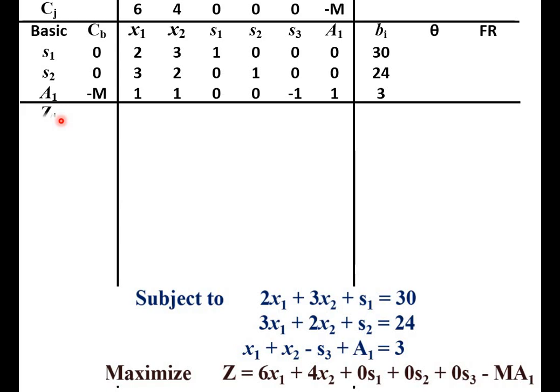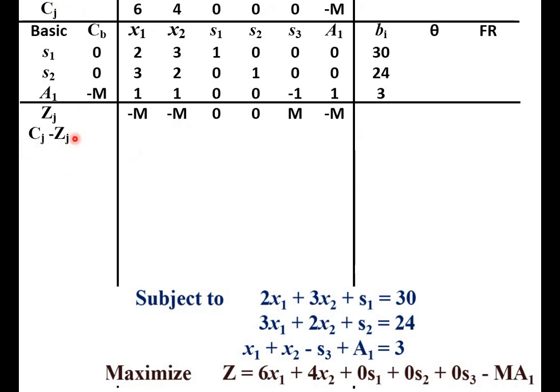Now you have to find Zj first and then Cj minus Zj. If I want to write Zj over here, then it is 0 into 2 plus 0 into 3 plus minus M into 1. So it will be minus M, and so you can find the remaining values. It is almost similar to the steps of the simplex method. So you can refer to my earlier videos of the simplex method first, and then it will be very easy to understand the Big M method.